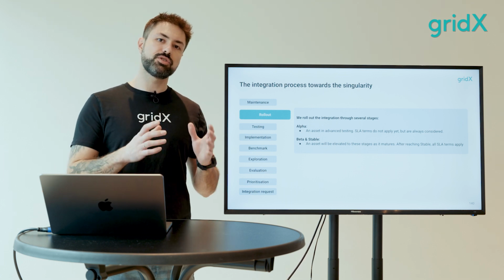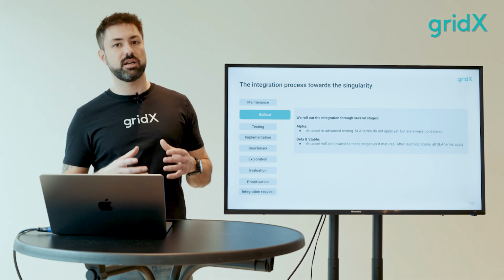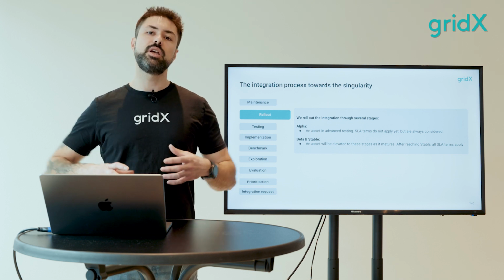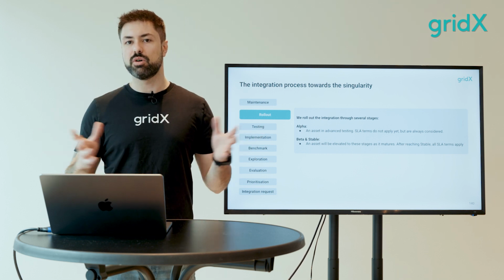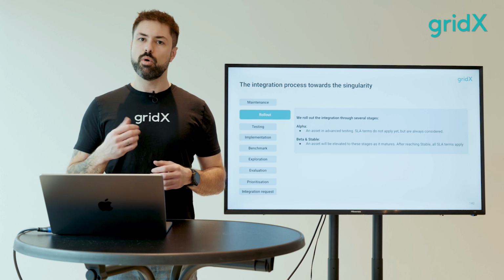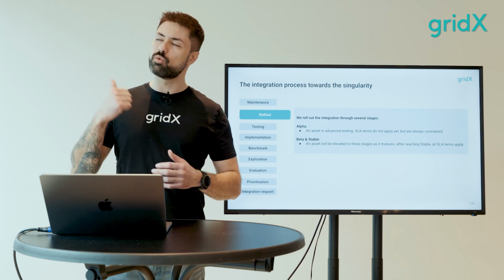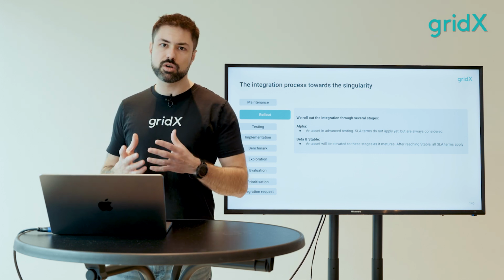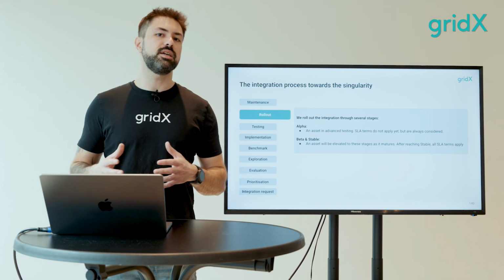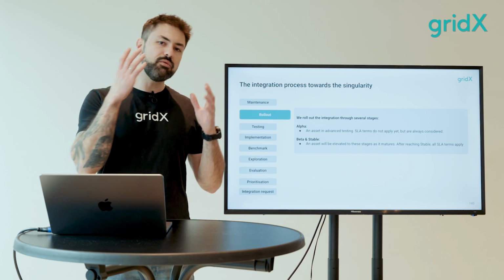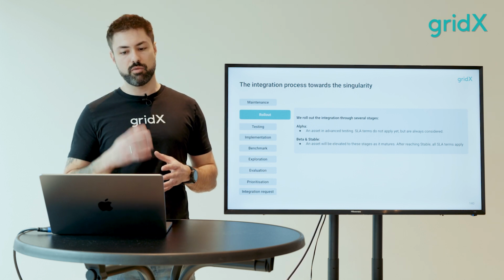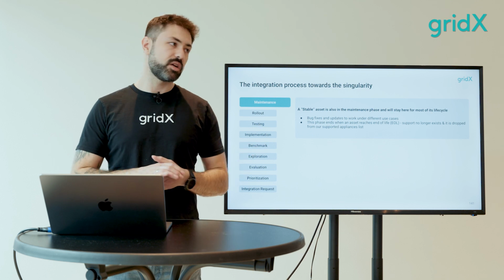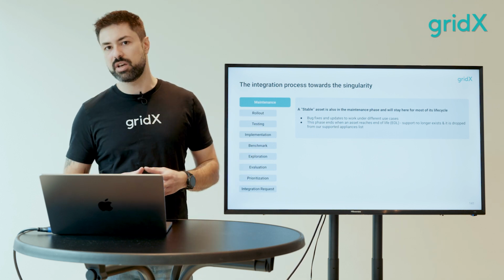Beta is still considered a test phase, so still SLA terms do not apply, but we can already spread it towards other locations. When we have the integration stable, it's working well in many different locations according to what we consider a very gold standard with our use cases, then we move this integration to stable. And when we do that, the integration enters what we call the maintenance phase.